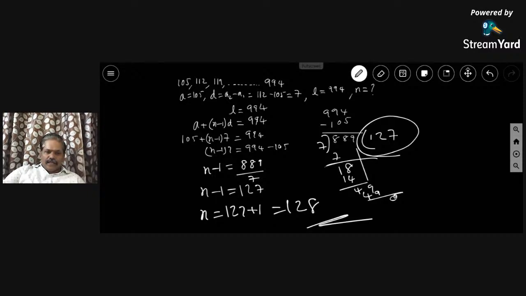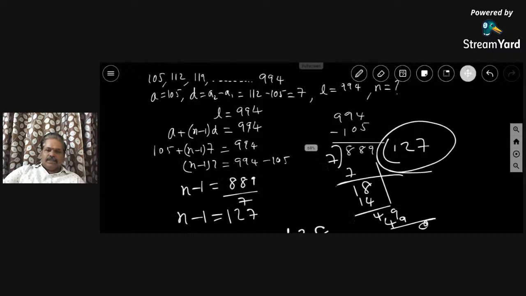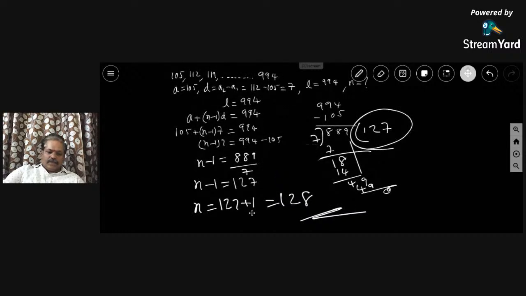105, 112, 119, and 994. These are the three-digit numbers. A is 105, D is A2 minus A1, that is 112 minus 105, that is 7. L is 994, and N is what we need to find. As we know, L is A plus N minus 1 into D equal to 994. 105 plus N minus 1 into 7 is 994. N minus 1 into 7 equals 994 minus 105, 889. Divide by 7, we get 127. That is n equal to 127 plus 1, 128. So there are 128 numbers which are divisible by 7.